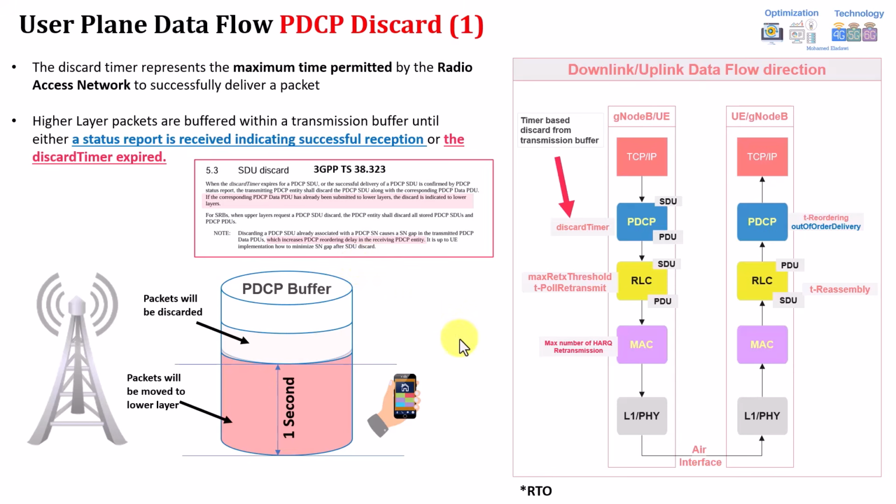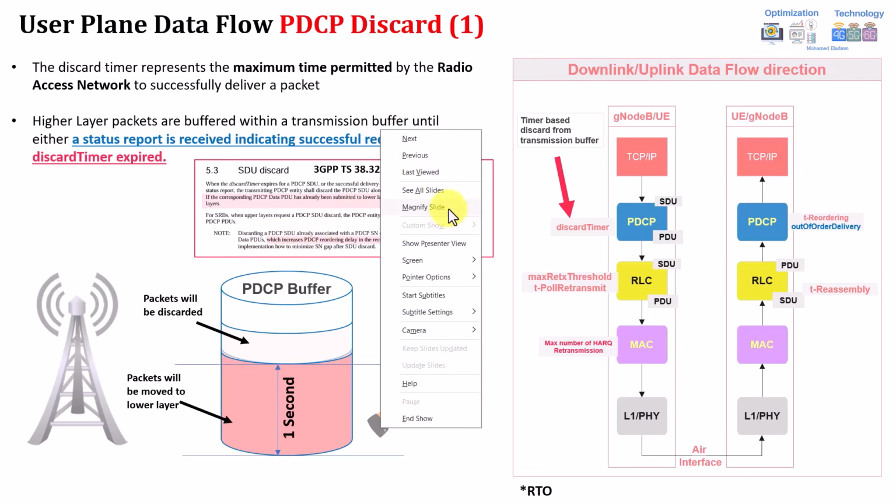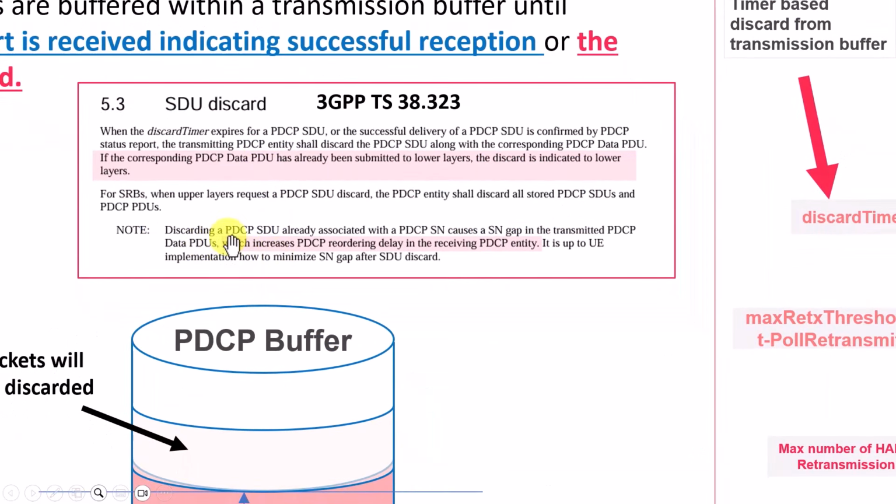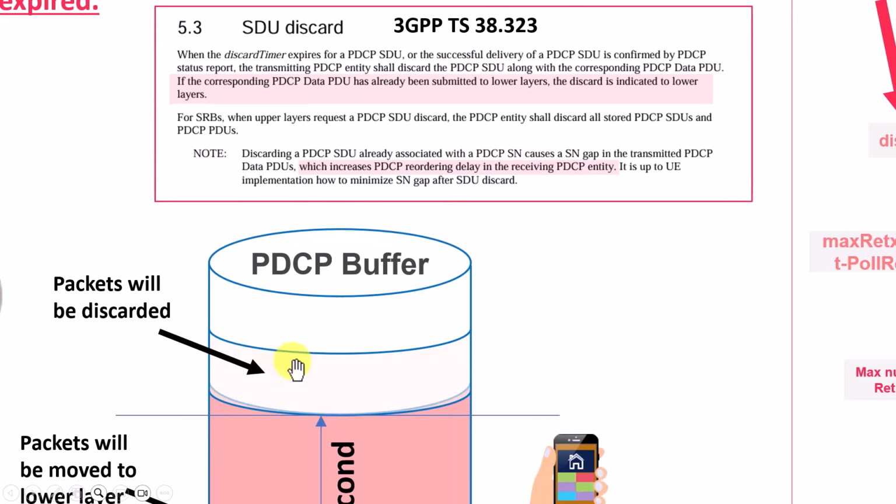But there is a side note, and a very important note you need to know. If you look into this note from 3GPP here, let me zoom in to have a clearer view. It says that sometimes the discarded packet will already have an associated PDCP sequence number. Assume you have packets with sequence numbers 1 and 2 being transmitted, and 4 as well. But only packet sequence number 3 is transmitted to a lower layer, but it's not acknowledged.